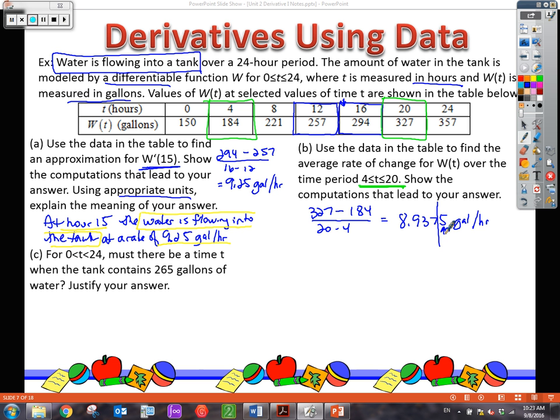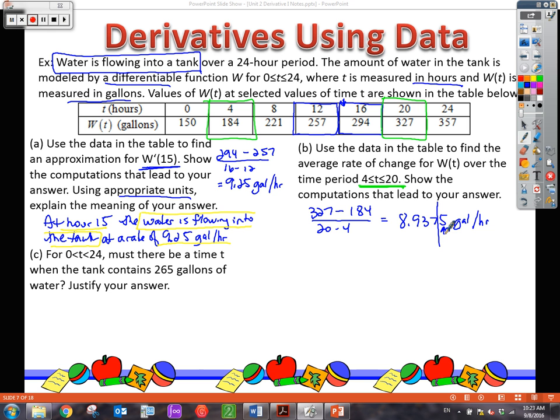All right. Part C. For 0 ≤ t ≤ 24, must there be a time t when the tank contains 265 gallons of water? Justify. Okay, this should sound familiar to you at this point, I'm hoping. All the theorems and formulas that you've memorized. What is that going to require? IVT, right? Intermediate value theorem. That's what it's going to require.